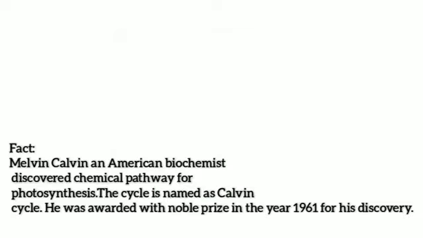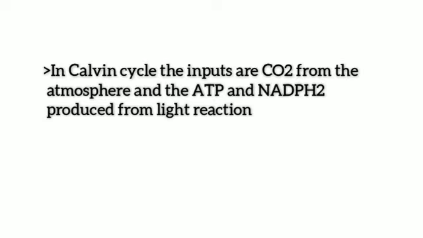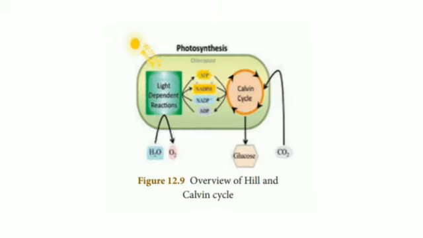Here you have a fact to know. Melvin Calvin was an American biochemist who discovered the chemical pathway for photosynthesis. The Calvin cycle was named after him. He was also awarded the Nobel Prize in the year 1961 for his discovery. So in the Calvin cycle, the inputs are carbon dioxide from the atmosphere and the ATP and NADPH2 produced from the light reaction. In the picture given, you can see the overview of the Hill and Calvin cycle.